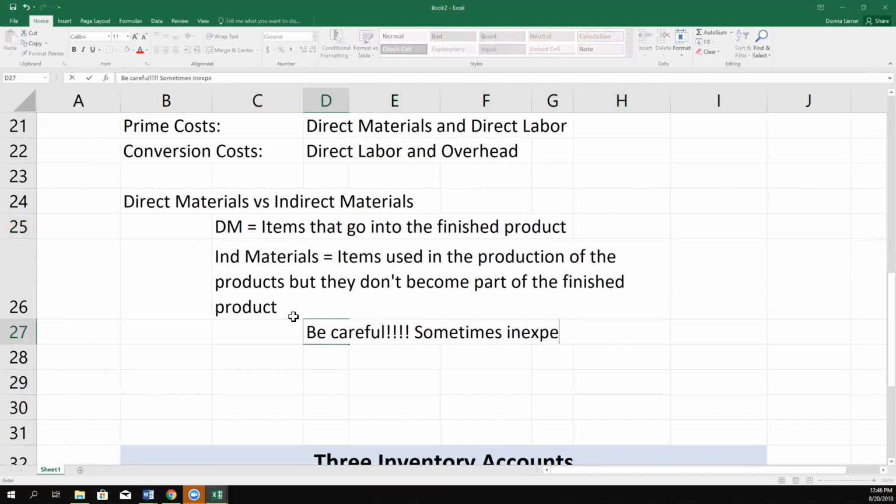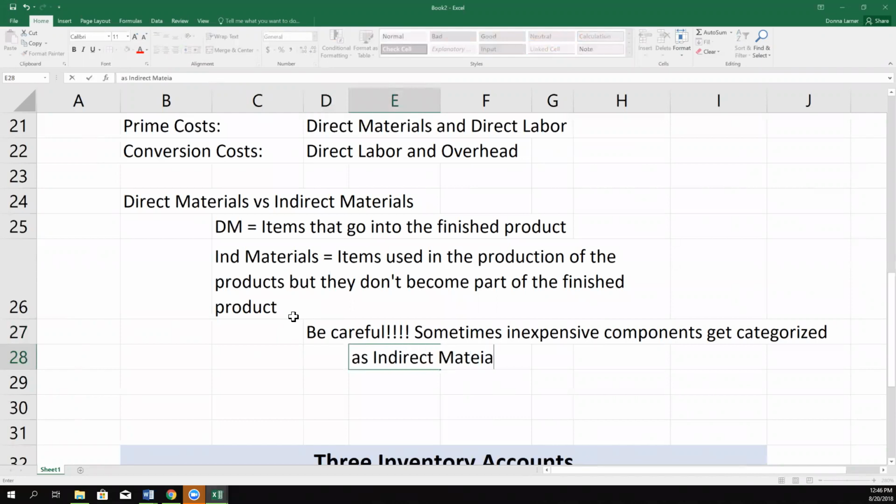Sometimes inexpensive components get categorized as indirect materials, even though they are part of the finished product.